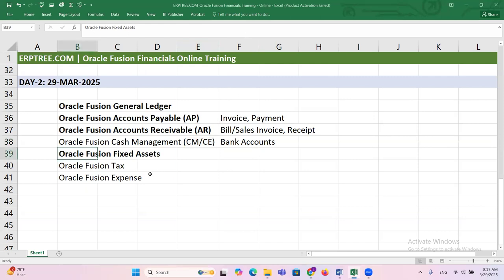Fine. The next application is Oracle Fusion Fixed Assets. The short name for fixed assets is FA. So by using this application, what data can a company maintain? By using fixed assets, the company can maintain the company's assets information. What kind of assets? Fixed assets.